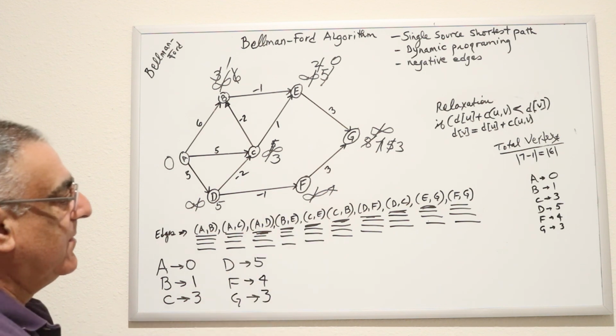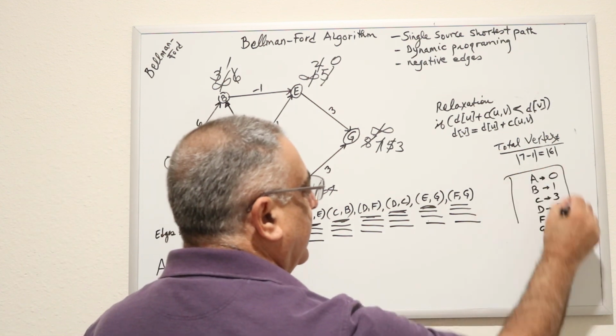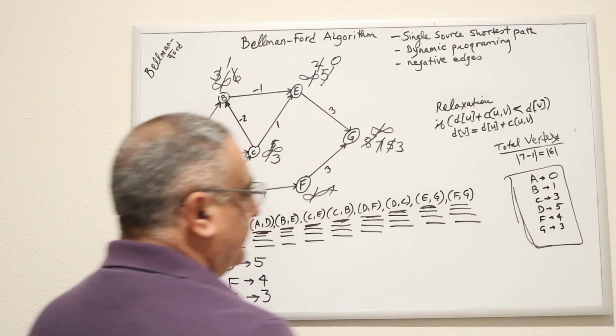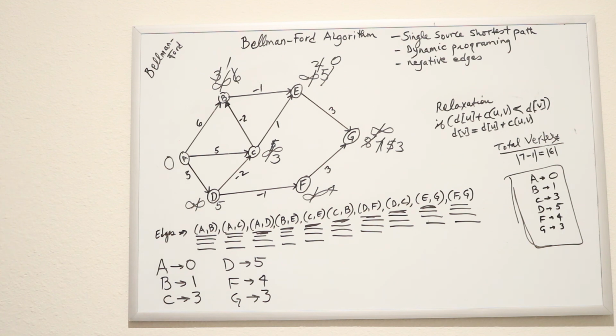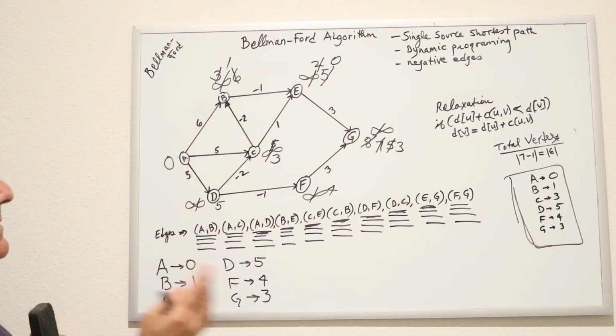So this is what we mean by dynamic programming, and this is my table that I saved. So this algorithm is known as the Bellman Ford. The important thing about this algorithm, it accepts negative edges and it computes single source shortest path, and that's it.